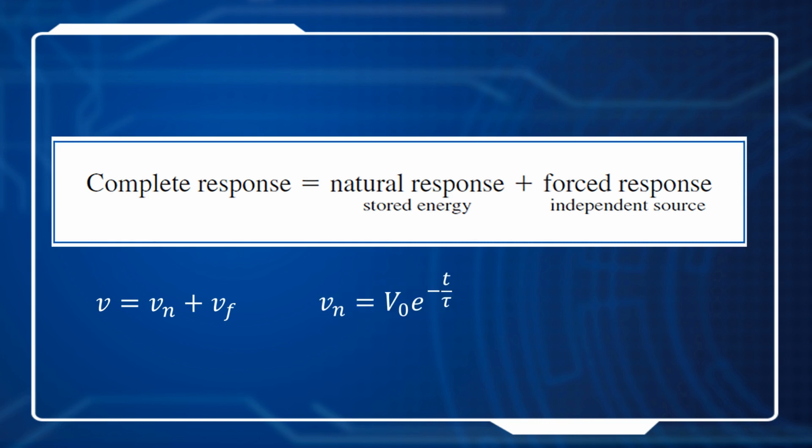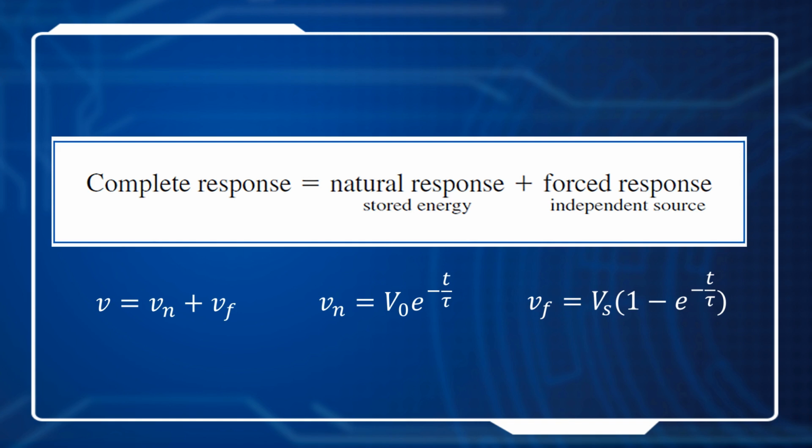Vn equals V0 multiplied by e to the minus t over tau. You can find there is no value of the independent source inside Vn. Vf equals Vs multiplied by (1 minus e to the minus t over tau), and you can find it has no relationship with the energy stored in the capacitor.